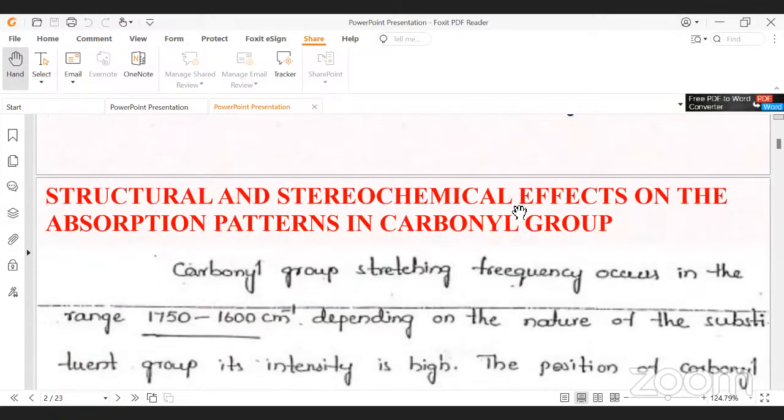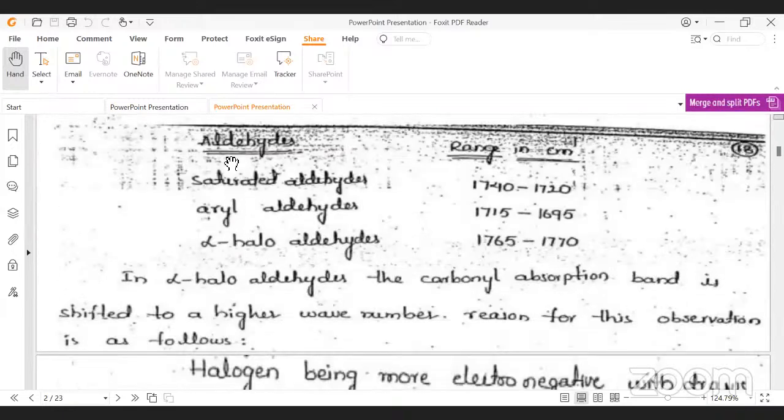Same structural, chemical and stereochemical effects on the absorption patterns in carbonyl groups. Look here, very simple. A saturated aldehyde is there. What is the peak range? 1740 to 1720. If an aryl aldehyde is there, the frequency decreases from 1740 to 1715. The alpha halo aldehydes' frequency increases.